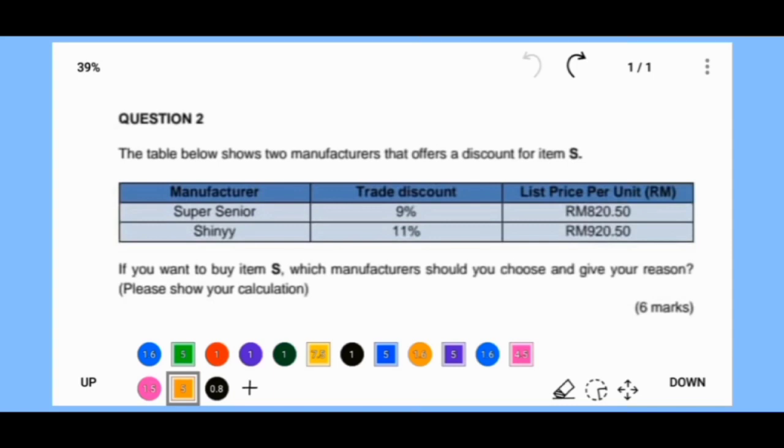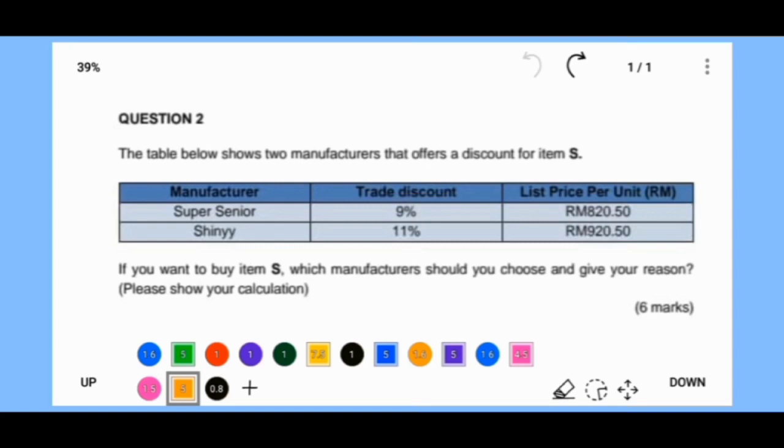For my part, I'm going to discuss question 2. The table below shows two manufacturers that offer a discount for item S. From this table, they're given two manufacturers, the amount of trade discount and the list price per unit in ringgit Malaysia. As you can see, they're given trade discount and list price, so definitely it is from the topic trade and cash discount.